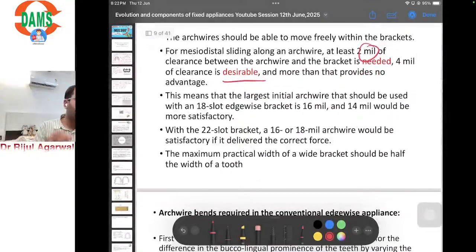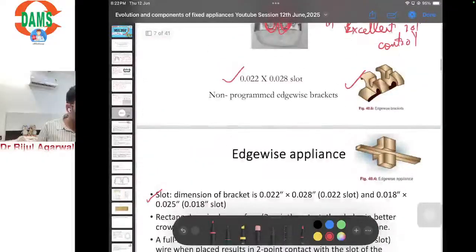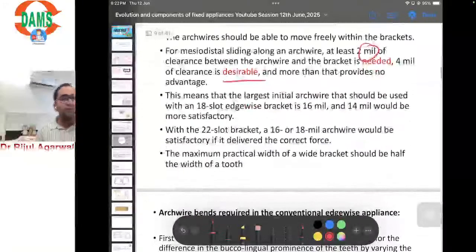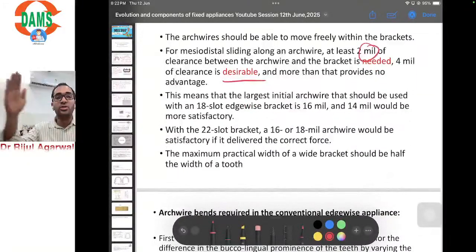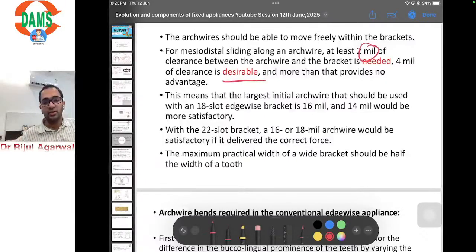And what should be the ideal width of the bracket? It should be half of the width of the tooth. You cannot increase the width of the bracket to provide more and more rotation control. It should practically be half the width of the tooth, but this is not in our hands. This is in the hands of the companies or the engineers who design these brackets. What we get is a ready-made milled bracket based on the average mesiodistal dimension of the tooth available in the human population.